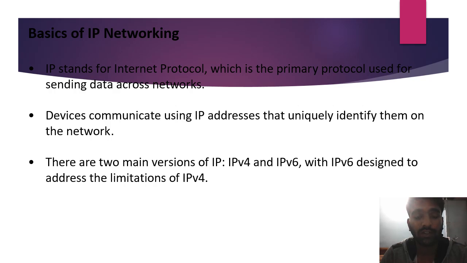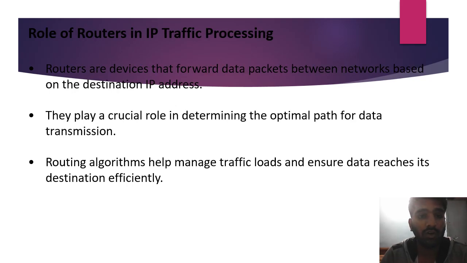Moving on to the next slide, which is the third slide, we can get to know about the role of routers in IP traffic processing. Routers are devices that forward data packets between networks based on the destination IP address. As the name suggests, the basic work of routers is to forward the data packets by showing them the path which they are supposed to move on, by tracking the destination IP addresses.